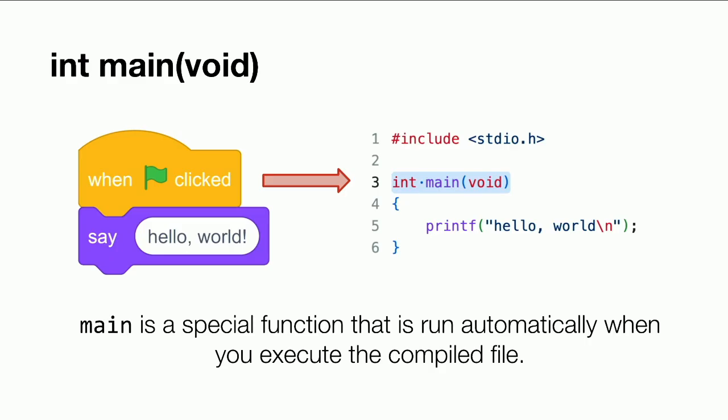To just demystify some of the things you might already be wondering about, int main void is, you can think of the equivalent to this when green flag clicked block. So that's the function that runs when you compile a file. And so similar to the when green flag clicked, that's the code that will be run.